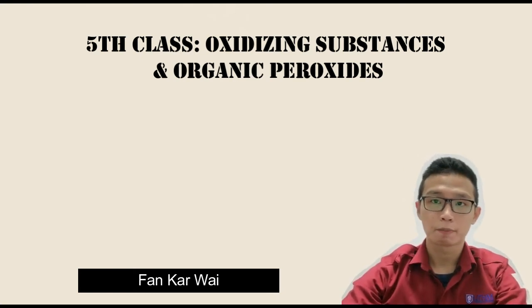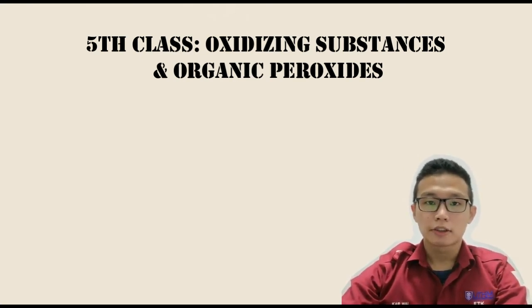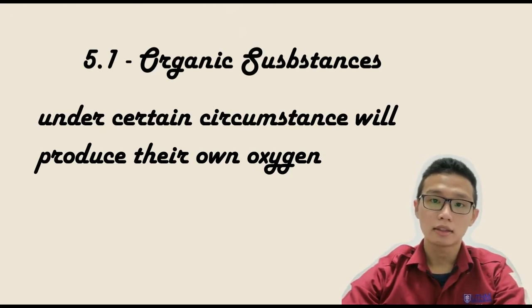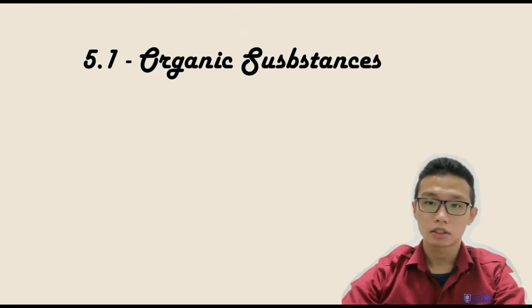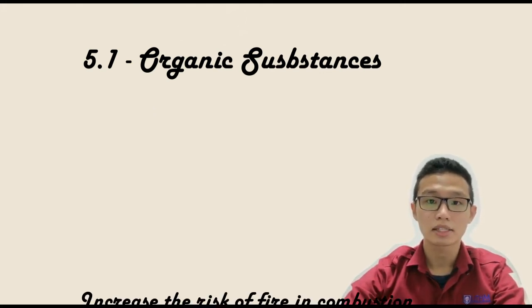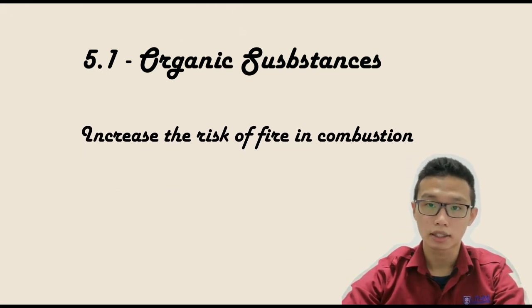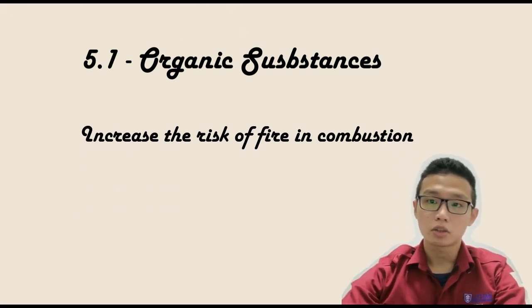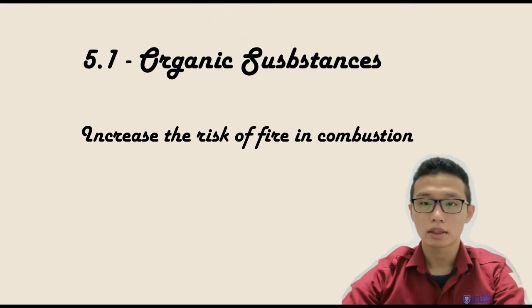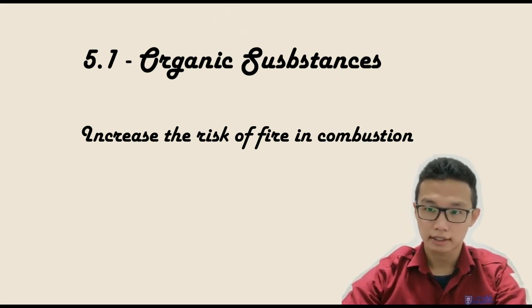Hi, my name is Kar Wai. So, the fifth class is oxidizing substances and organic peroxides. This class consists of two groups, of which the first one is oxidizing substances, which will, under certain circumstances, produce their own oxygen. For this reason, oxidizing substances increase the risk and intensity of fire in combustible material with which they come into contact. Most oxidizing substances react violently with acids, creating toxic gases.